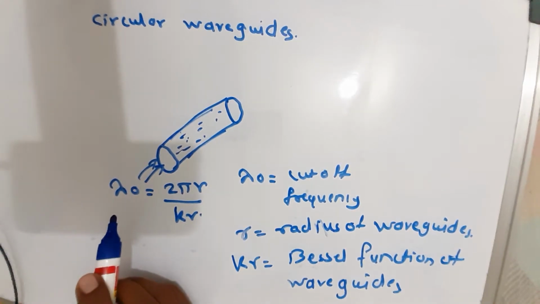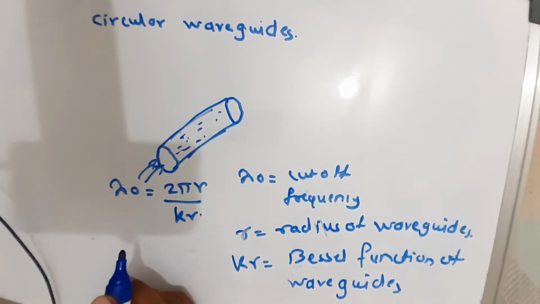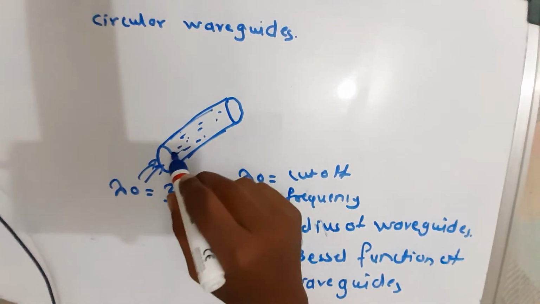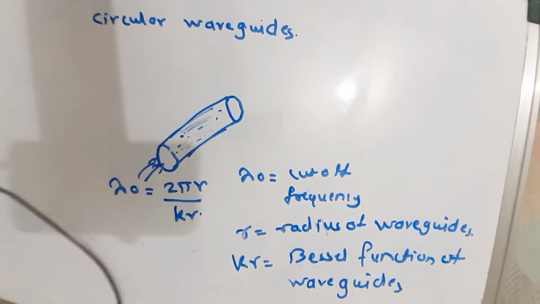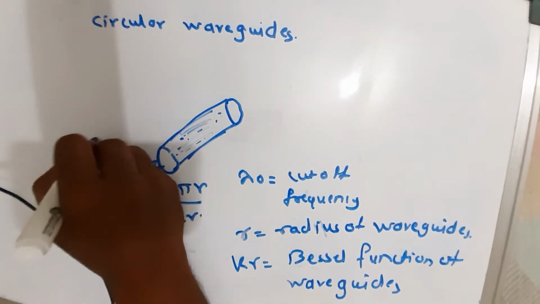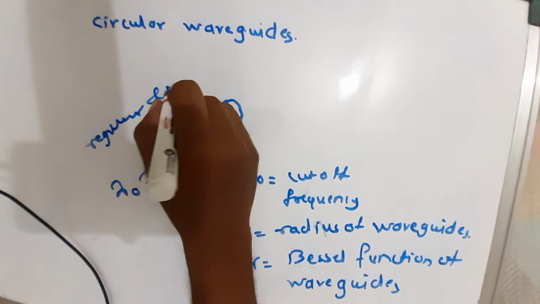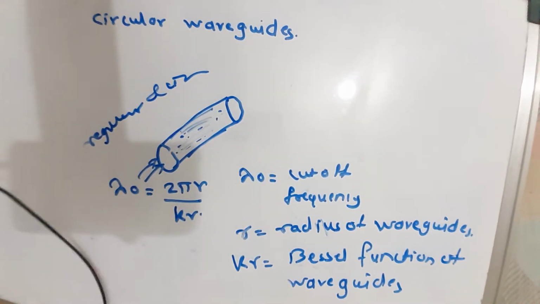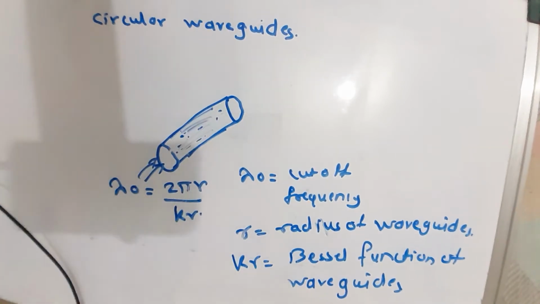In construction you will see the wave travels in the same manner as it does in rectangular waveguides. All the definition parameters used for rectangular waveguides must be the same for circular waveguides. So the definitions will be the same for rectangular and circular. Okay, so here we will see the cutoff frequency of a circular waveguide.